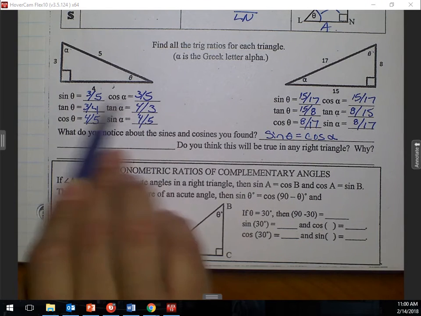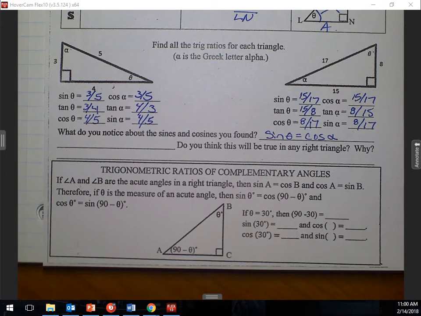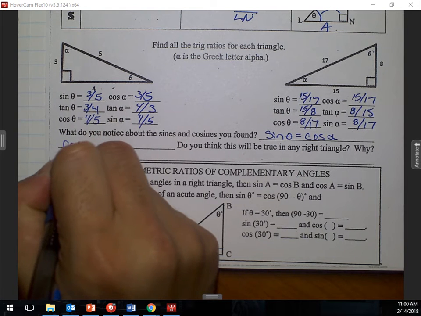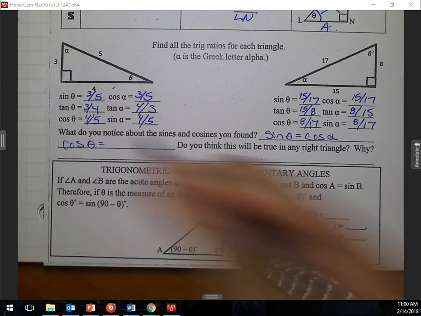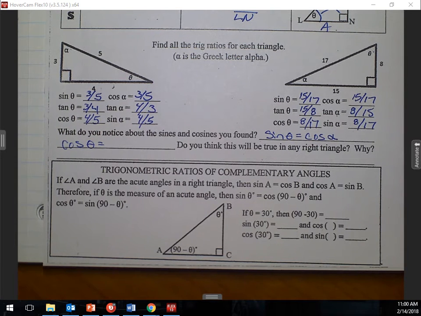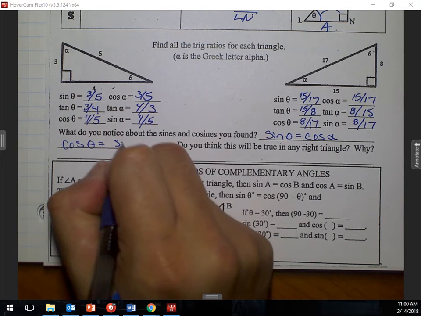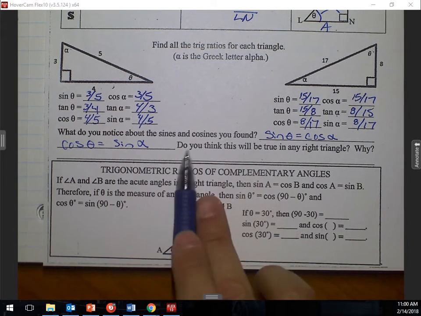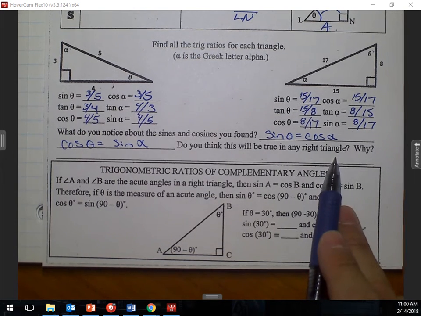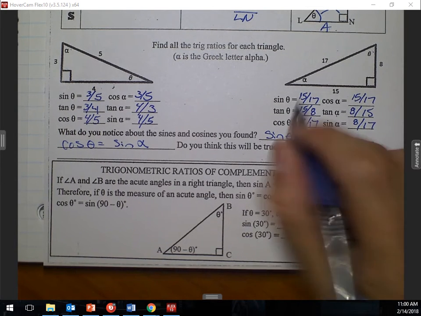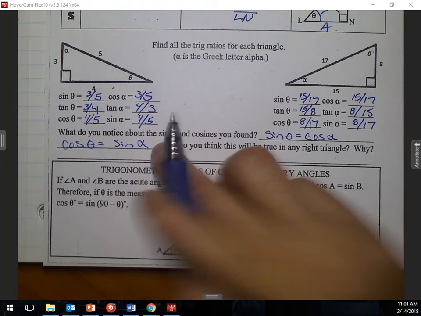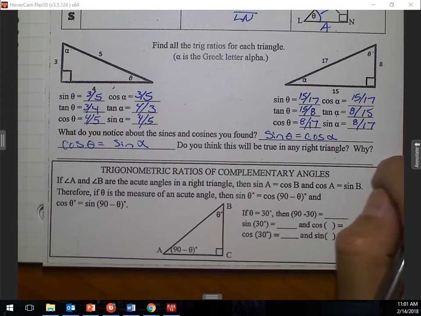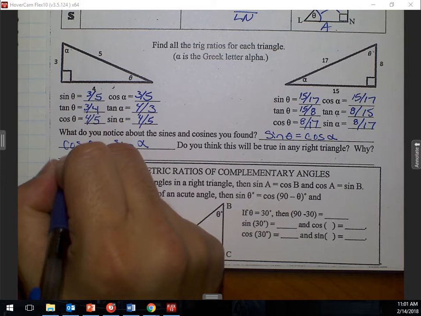Is that the same on both of these? Okay, and what else do I know? I know that cosine of theta is equal to sine of alpha. Do you think this will be true? Yes. So, do you guys think this is always going to be true? Yes, and I'm going to tell you why.